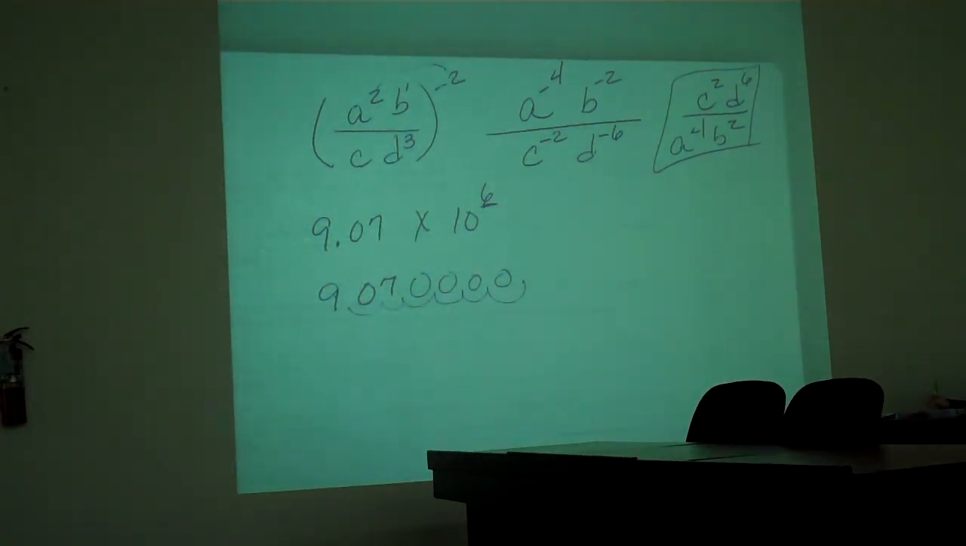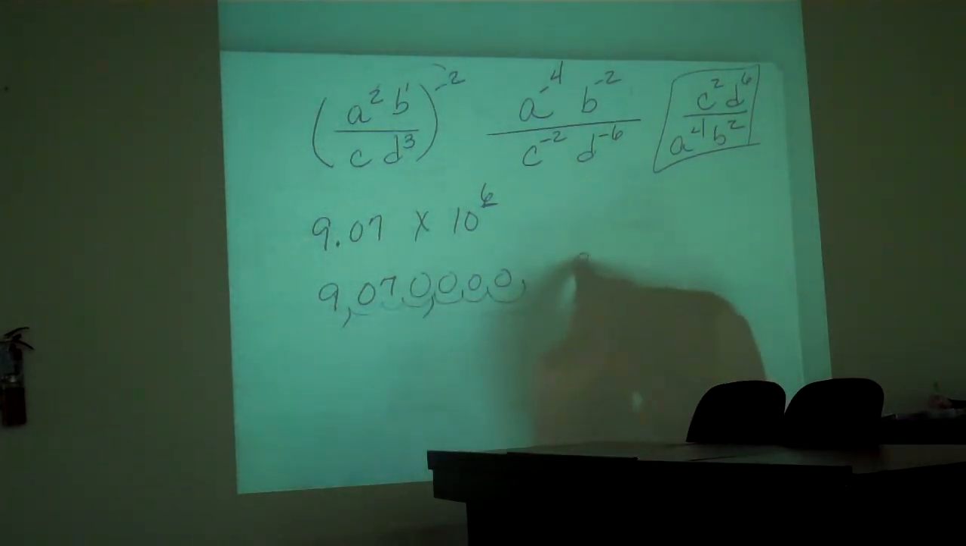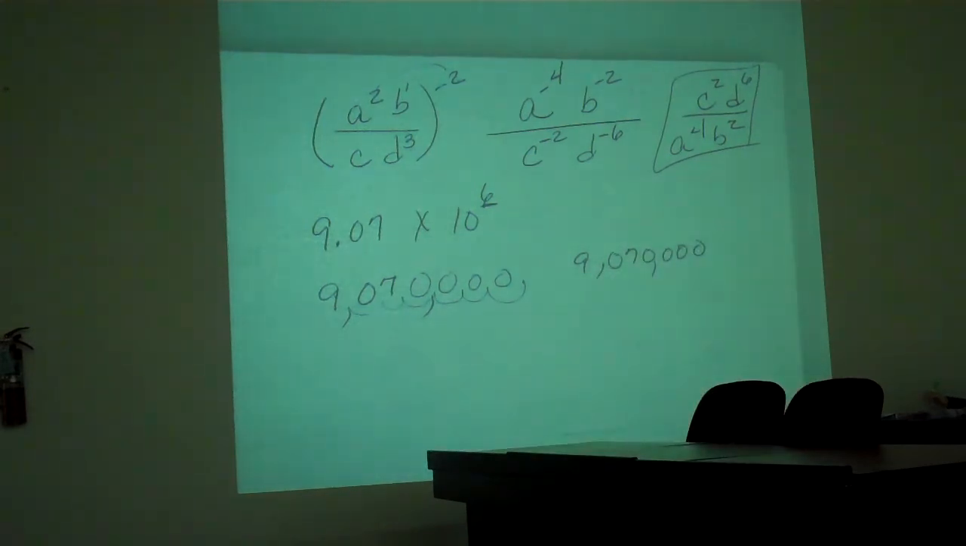Now go back into that number and put your commas. So it's 9,070,000. 9,070,000, right?